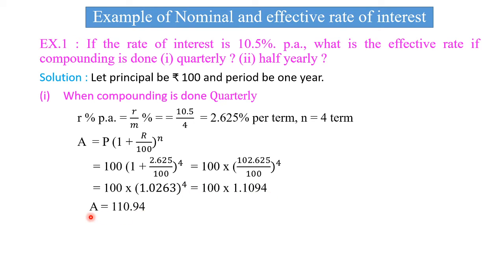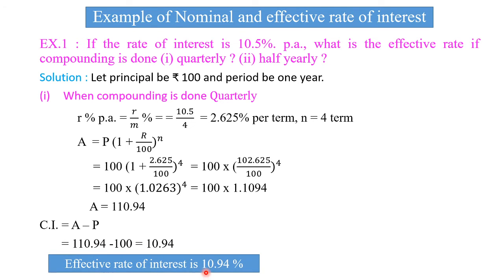After solving this, we get amount A is equal to 110.94. Therefore, compound interest is equal to A minus P. Amount A is equal to 110.94. Principal is equal to 100. Therefore, compound interest is equal to 10.94. Effective rate of interest is 10.94%.